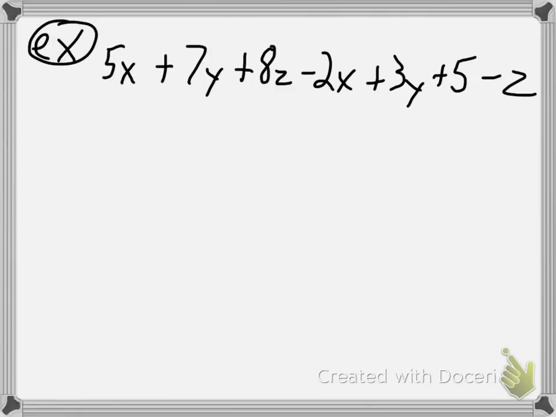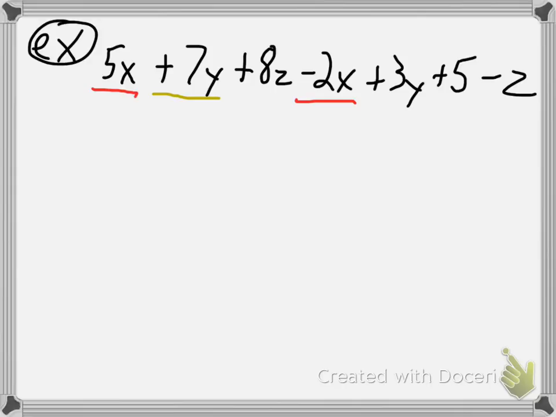Okay, so for my last example, it's a long one. I have 5x plus 7y plus 8z minus 2x plus 3y plus 5 minus z. First thing I'm going to do is start grouping together anything that has the same variable. So I have a positive 5x here, and I'm going to look, do I have any other x's? I have a minus 2x there. No other x's. So I'm going to go to my next one.